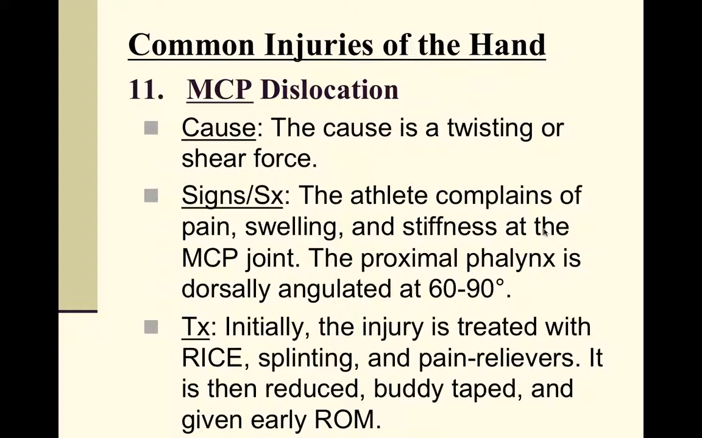MCP dislocation, a little bit less common, but it's usually some kind of twisting force or a shear force, like maybe your finger gets stuck in somebody's jersey and it gets twisted and whatnot. You'll see pain. Usually this one, the times I've seen it, it's been the 5th metacarpal phalangeal joint because the other ones are all nicely packed together, but the 5th one's kind of hanging out by itself. So if it happens like that, that's usually the one it is. You just want to put some ice on it, splint it, make sure it gets reduced.